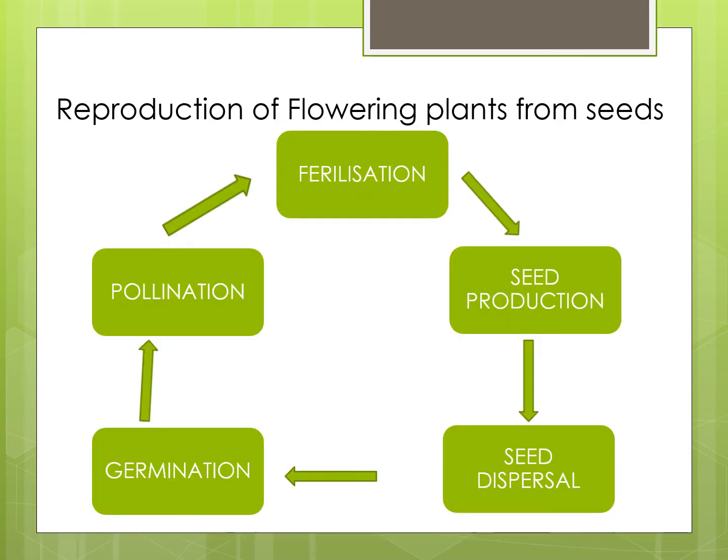Now, for further explanation, we will see the reproduction of flowering plants from seeds. The reproduction of flowering plants from seeds involves the process of pollination, fertilization, seed production, seed dispersal, and germination. This diagram shows the order in which these processes occur.